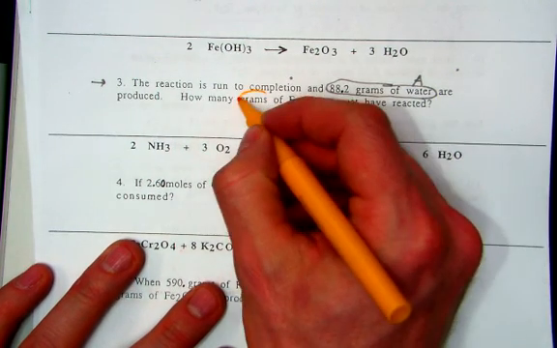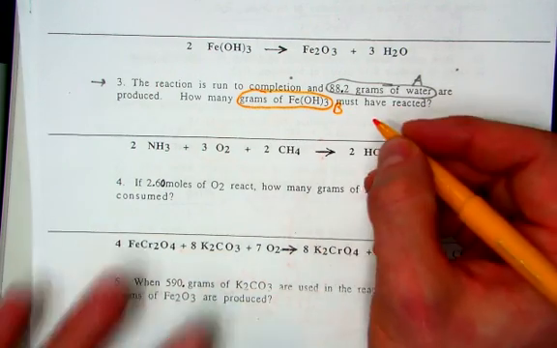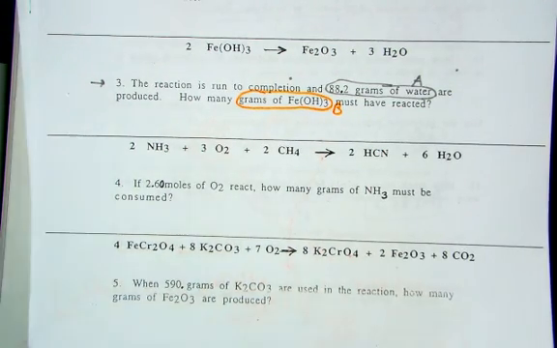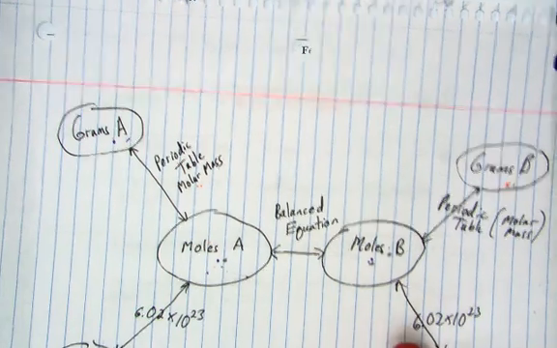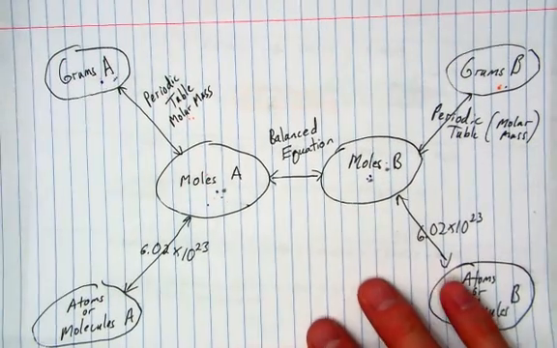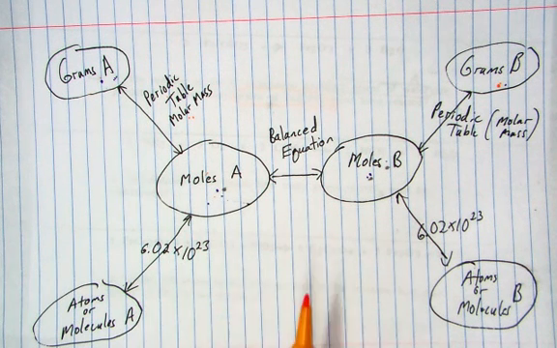Yes, grams of FeOH3. That's my B. So now look at your map. This one's going to be different than number 1. If we focus on our map, we're going from grams of one substance to grams of the other. How many bars do you think we need to do this one?